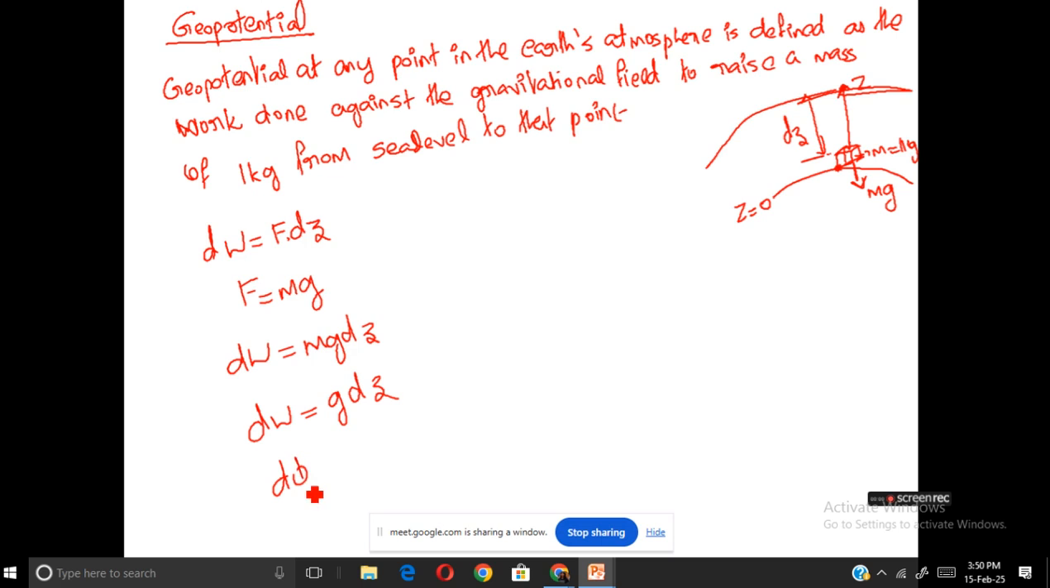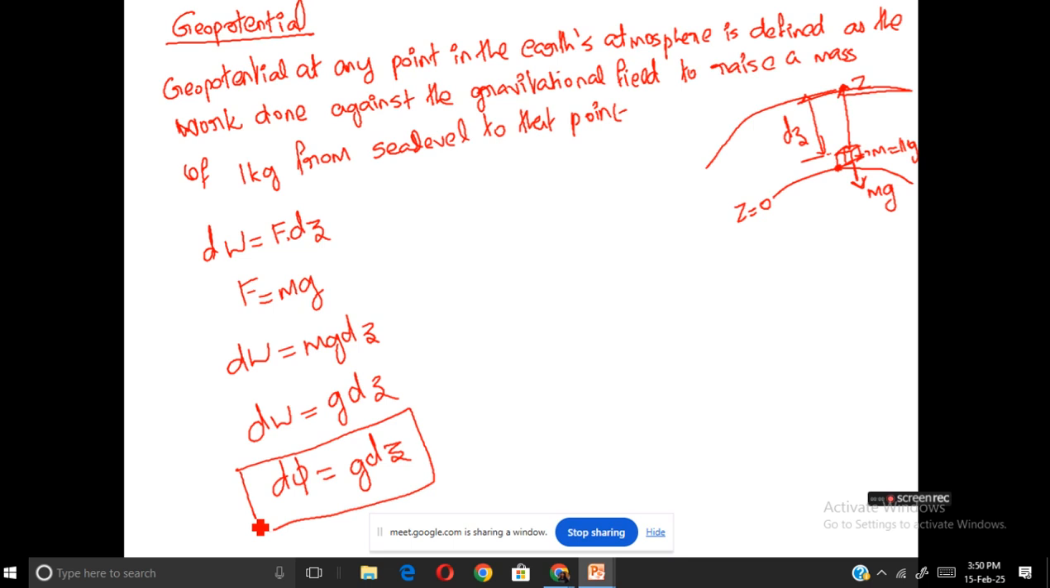dw, or the geopotential d phi, is given as d phi is equal to g dz. This is the equation for geopotential. So geopotential is basically the work done to raise a mass of 1 kilogram from sea level to that particular point. So this is the equation for geopotential: d phi is equal to g dz.